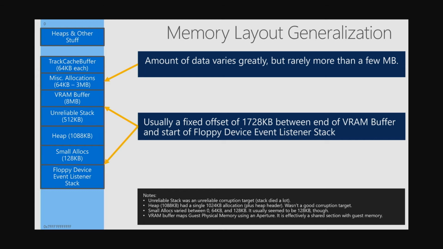That was followed by a stack, and I call it the unreliable stack because it seemed to die a lot, and I didn't really want to try to corrupt it because it would just unmap itself a lot of the time. Then there was a heap. It was 1,088 kilobytes and had a single allocation in it. It wasn't a good corruption target. There were a couple of small allocations, and then there was this floppy device event listener stack. One key observation I had here is that there seems to be a fixed offset between the end of that VRAM buffer and the start of the floppy device event listener stack.